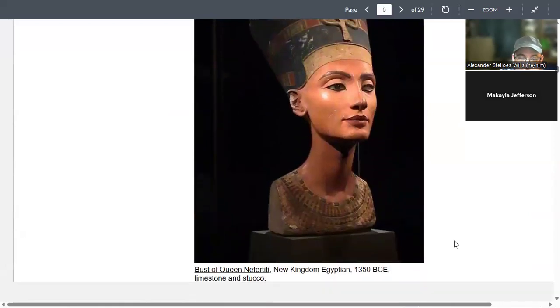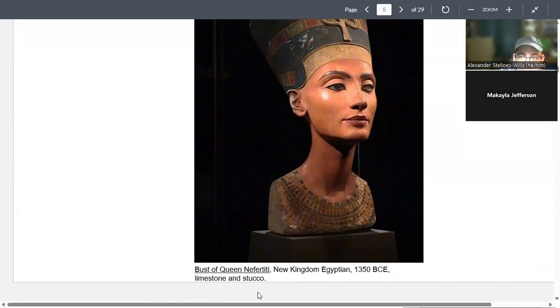The bust of Queen Nefertiti. And so we already have some information: limestone and stucco, it's a sculpture, it's freestanding, so it's not any kind of relief sculpture. It doesn't count as relief, it's freestanding. That comes from the Amarna period, right?